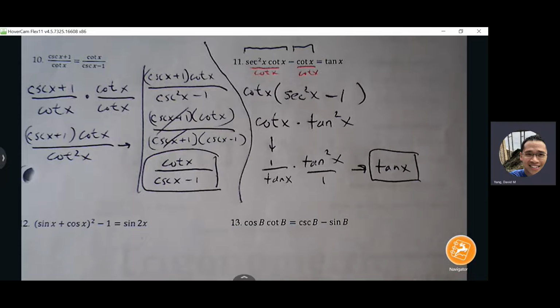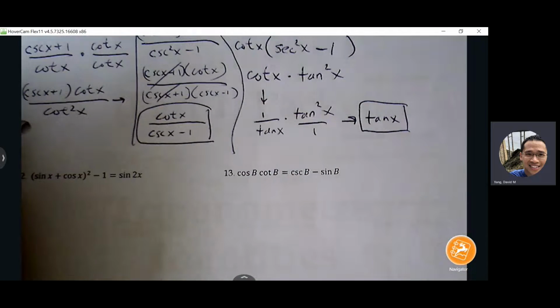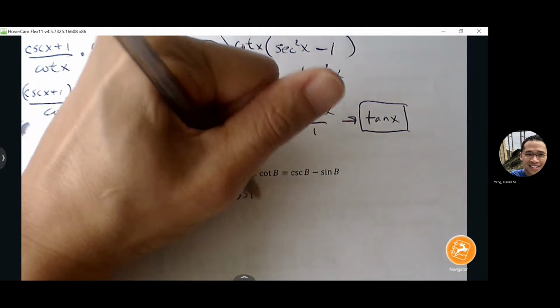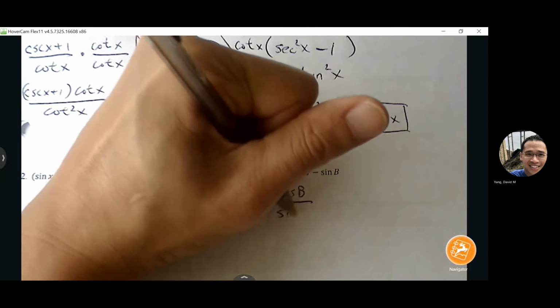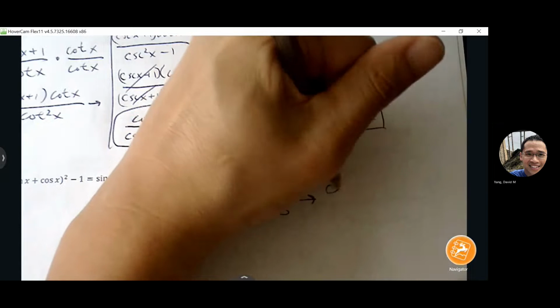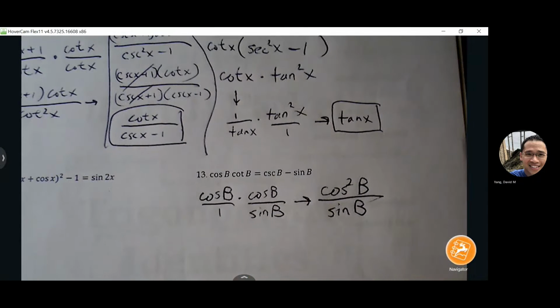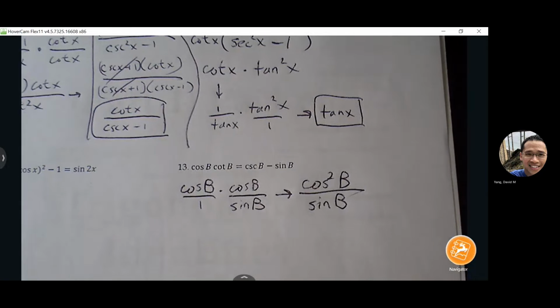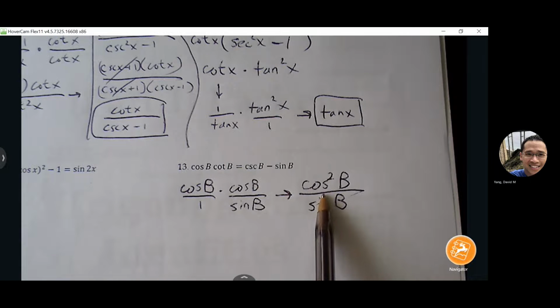13, convert everything in terms of sine and cosine. Oh, actually, yeah, let's do 13 here. We want to make sure we can still do these problems. So 13, let's start on the left side here. First step, get that cotangent in terms of sine and cosine. What's next? Yeah, cosine squared can be rewritten as 1 minus sine squared.